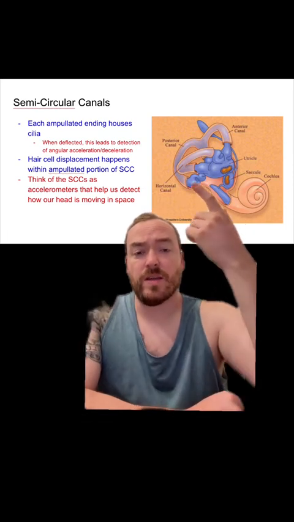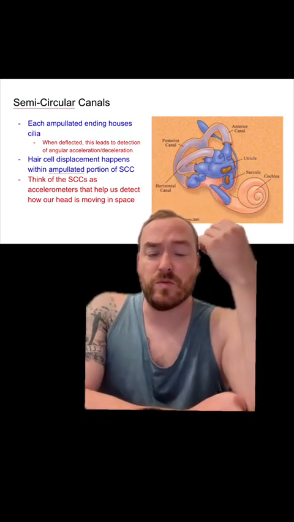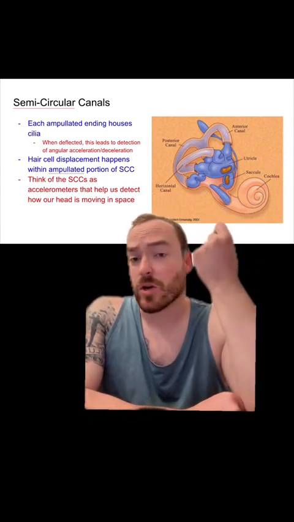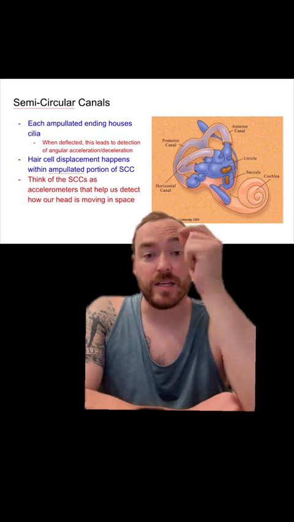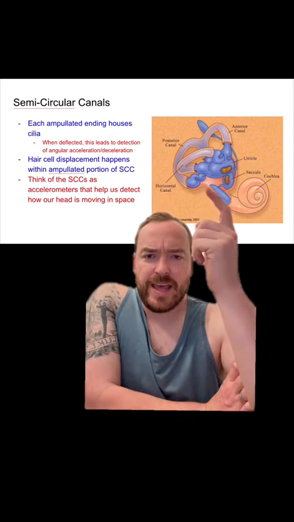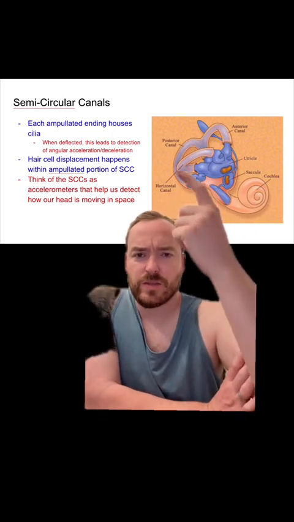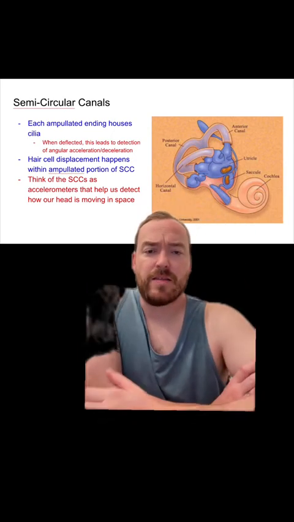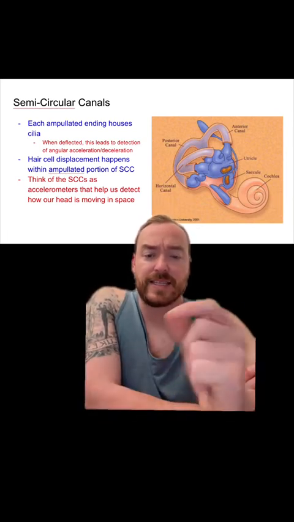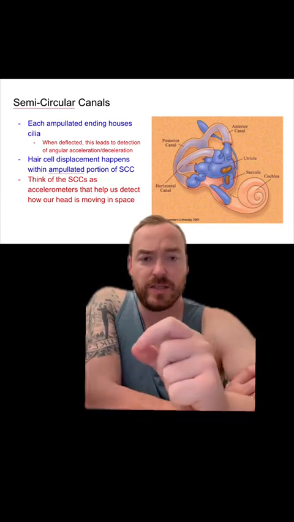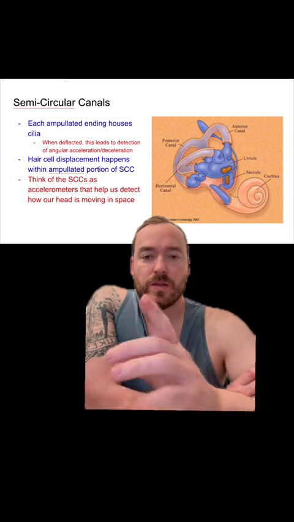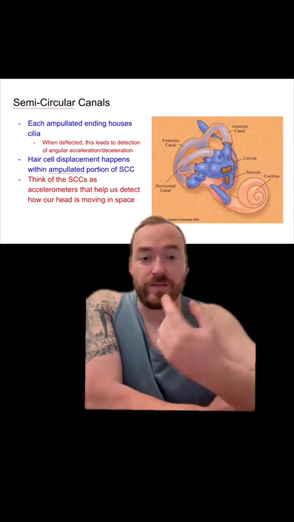So just know the semicircular canals are responsible for detecting angular acceleration. And basically what that means is when you turn your head, briefly, not continuously, like spinning in circles. So this hair cell or cilia displacement happens within the ampulated portions, otherwise we just call it the ampulla, and think of the semicircular canals as essentially accelerometers that help us detect how our head is moving in space in an angular fashion. And so basically, built into our head, we have 6 accelerometers.